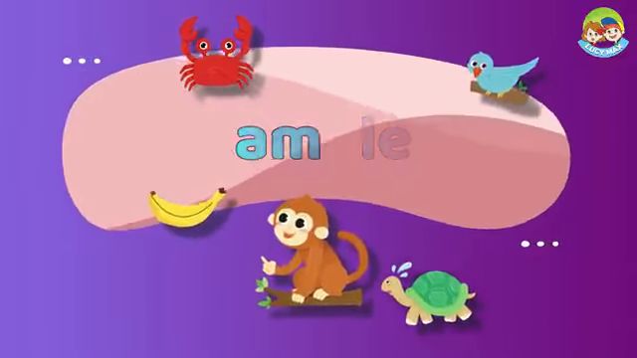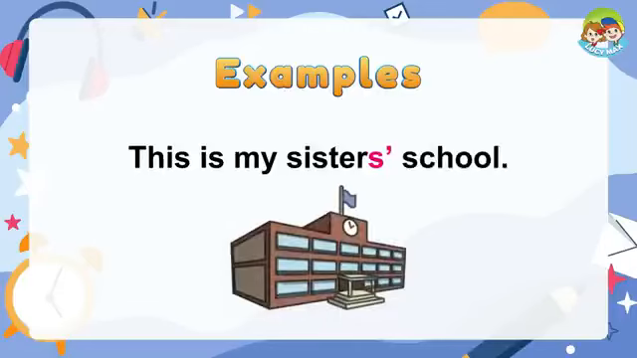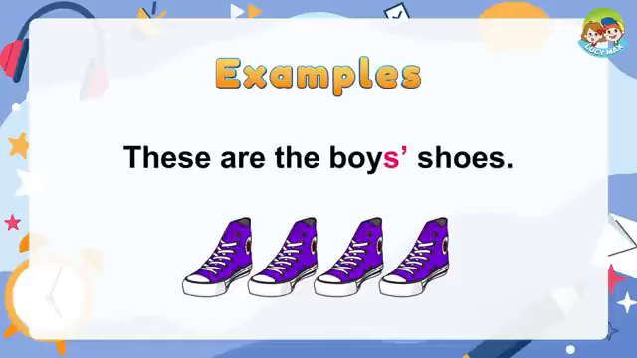Examples. Let's look at some examples. This is my sister's school. Sister's with an apostrophe means more than one sister. These are the boys' shoes. S apostrophe means more than one boy.